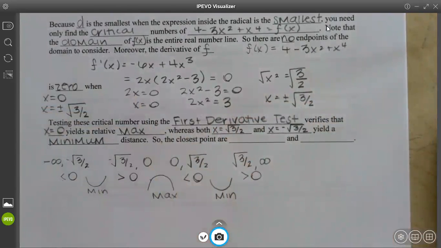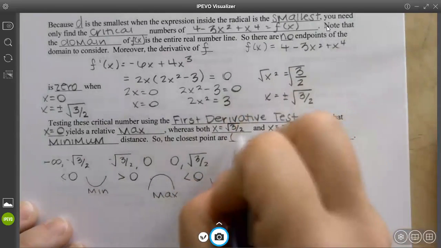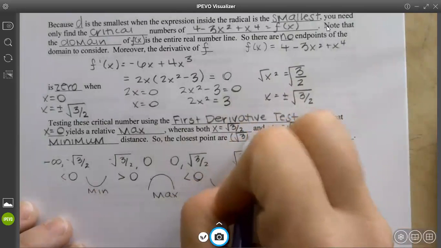So I wanted to show you that. So the closest points are going to be what? Is it going to be your minimums or your maximums? Is it going to be your minimums, closest, or your maximums? It's got to be your minimums, right? Minimum distance, not maximum distance. Everybody understand? So the closest points are square root of 3/2.